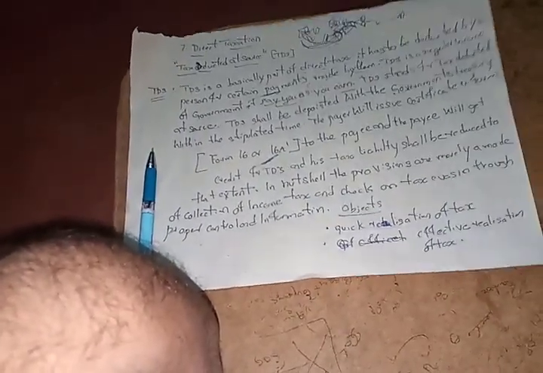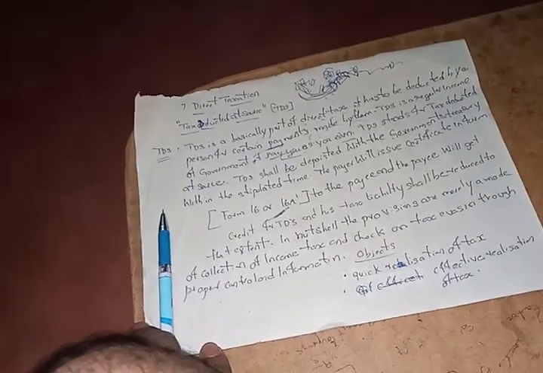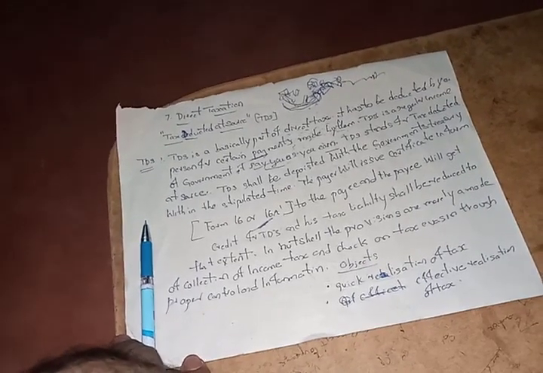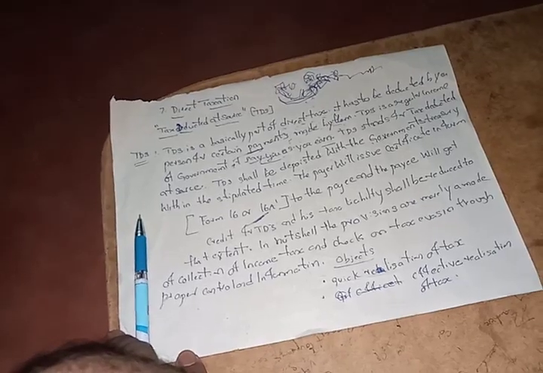TDS is basically part of direct tax. It has to be deducted by the person for certain payments made by them. TDS is a regular income of the government. It is pay as you earn. TDS stands for tax deducted at source.